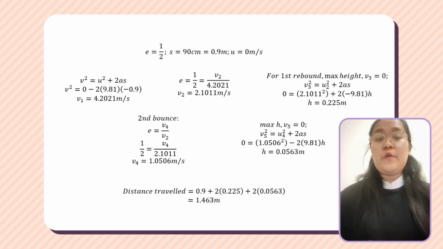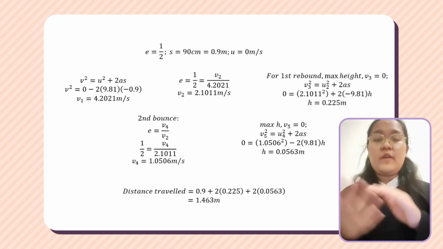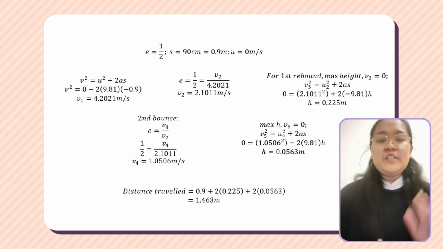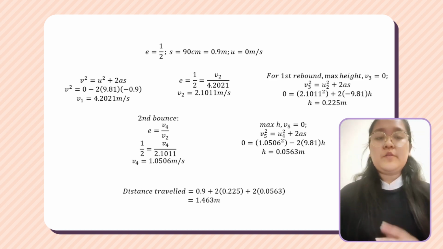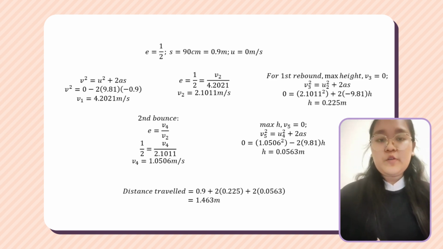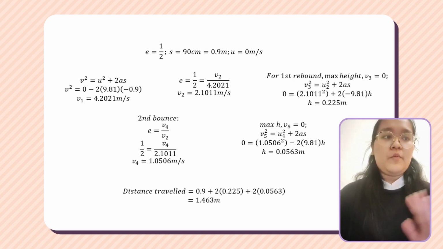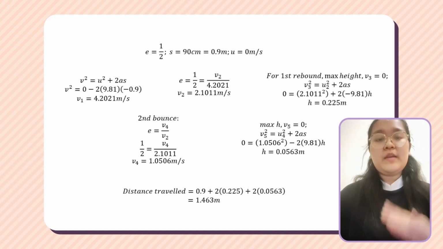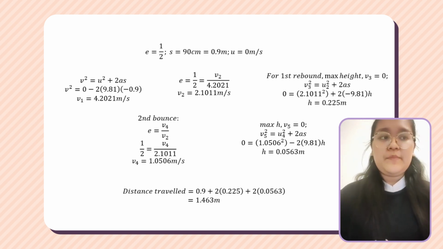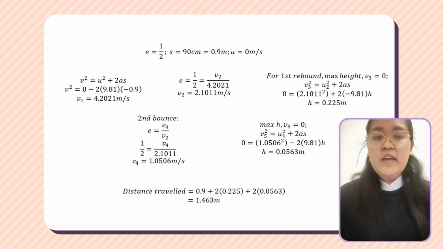Then we want to find our max height after the first rebound, where our final velocity equals 0. So here we're using the formula v squared equals u squared plus 2as. Our v here is 0 equals 2.1011 squared plus 2 times negative 9.81. Why is it negative 9.81? Because it bounces upward and against gravity. And here our s is our h. s is for the x-axis, h is for the y-axis. So we just calculate the answer. We get h equals 0.225 meter.